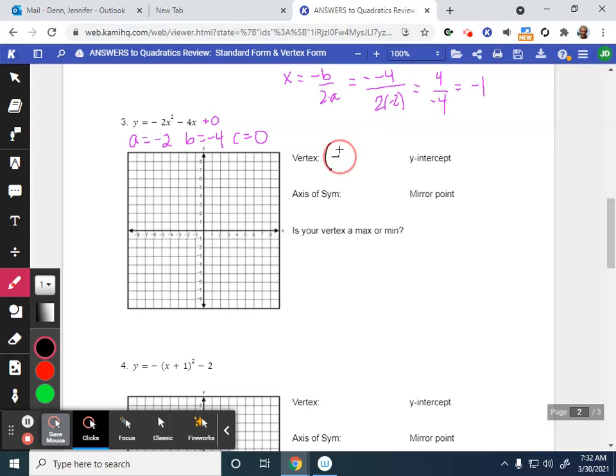So the vertex's x value is -1. And now I have to get the y.